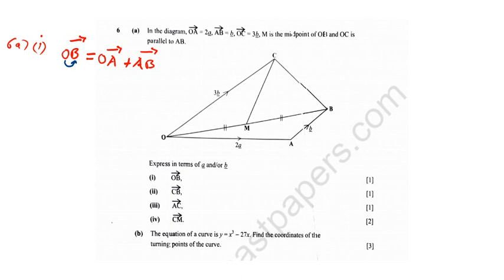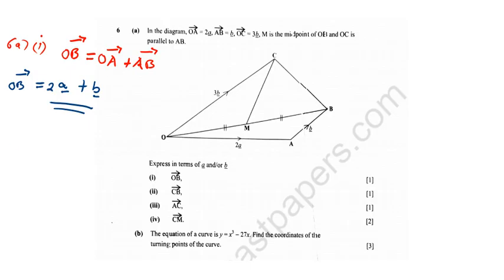So now let's substitute. We have OB vector is equal to OA. At OA we have this vector here, which is 2a vector, so we're substituting 2a vector plus AB. At AB I have this b vector, so I write b vector. So for part a, that's it, because you can't simplify further, because 2a vector and b vector are unlike terms. Let's go to part 2.